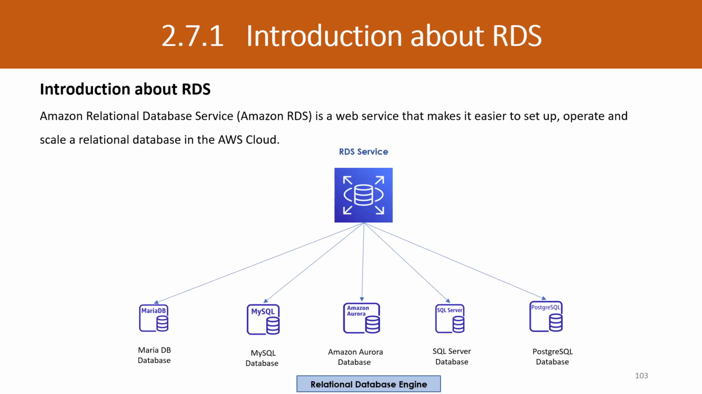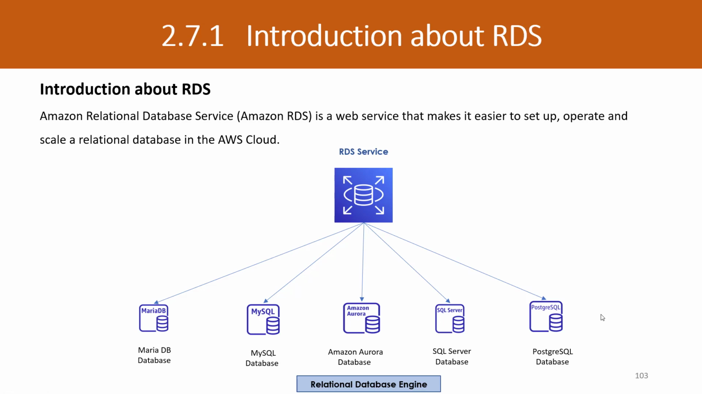So let's start. First we'll discuss what RDS actually is. Amazon Relational Database Service is a web service that makes it easier to set up, operate, and scale a relational database in the AWS Cloud. Basically, RDS is a service which provides MariaDB and MySQL databases, Amazon Aurora, SQL Server, as well as Postgres. These are the engines which RDS supports.